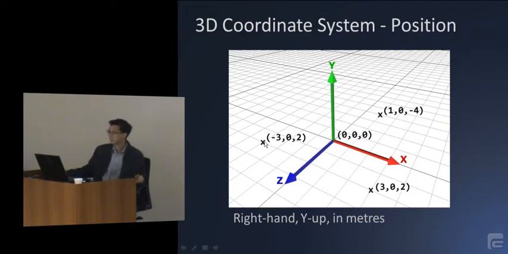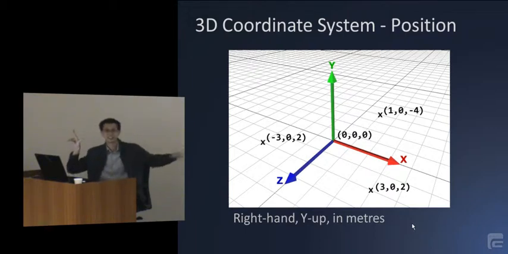Now this particular orientation is called the right-hand y-up system. The reason why it's called right-hand y-up is because if you take your right hand and label your fingers X, Y, Z, and you hold it like this, that's what you get. X points to the right, Y points up, Z points towards you. If you're looking this way, to me it's like this. So this helps you remember the orientation system.